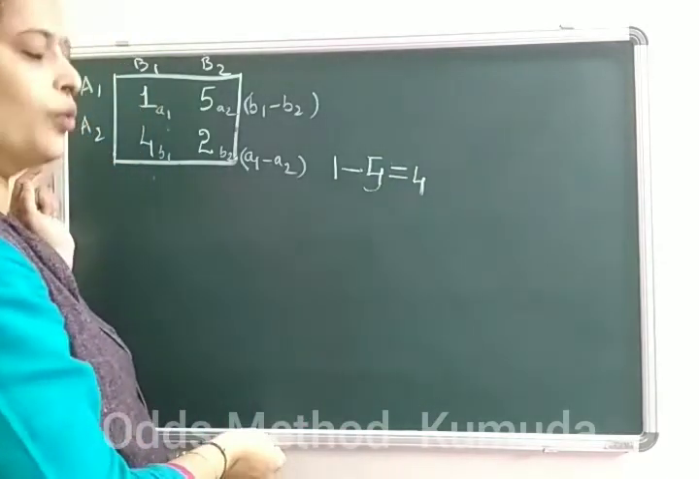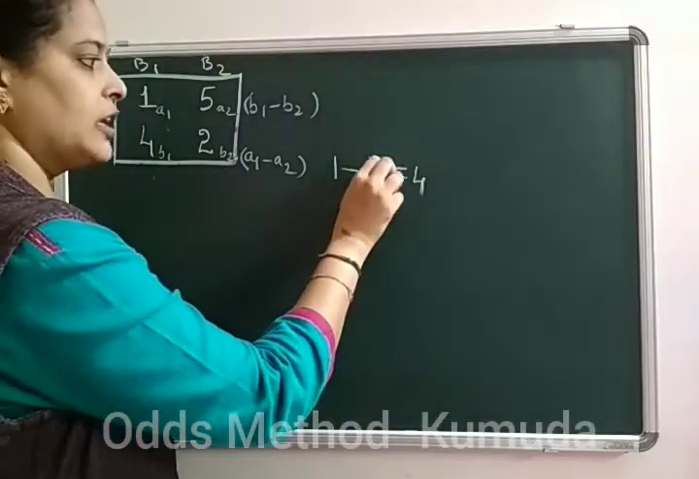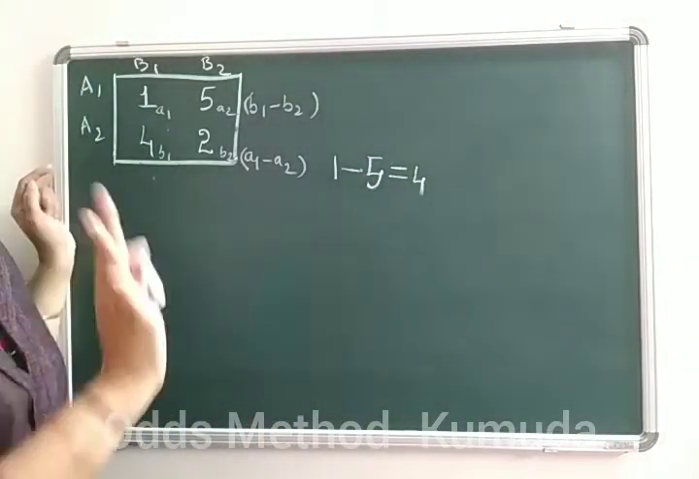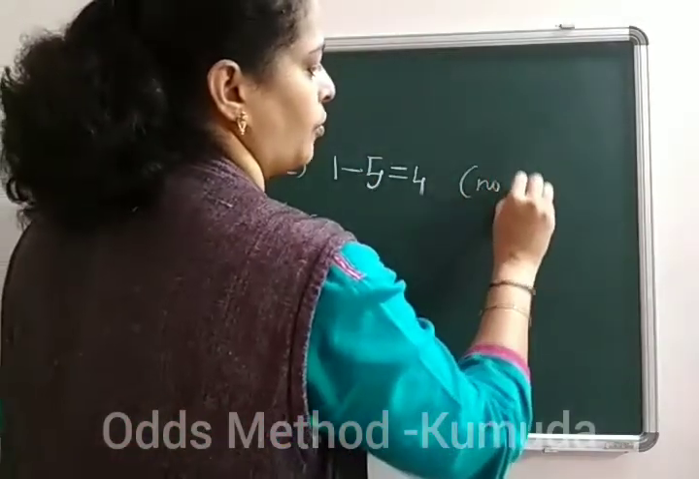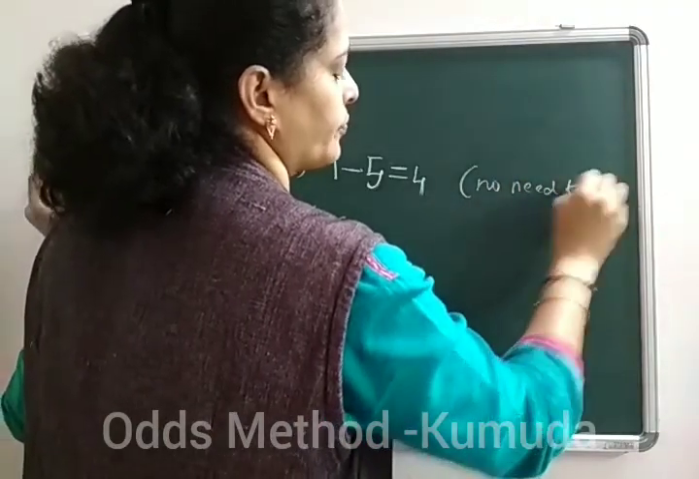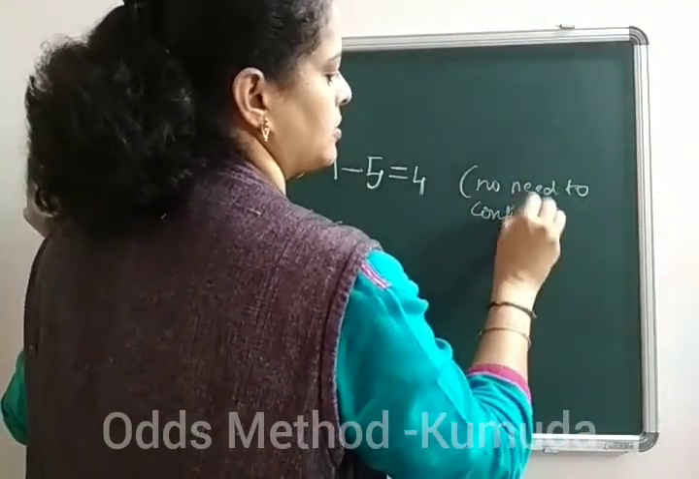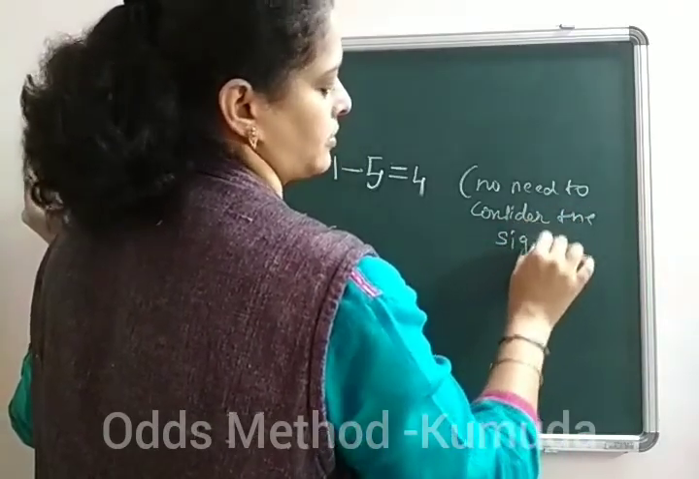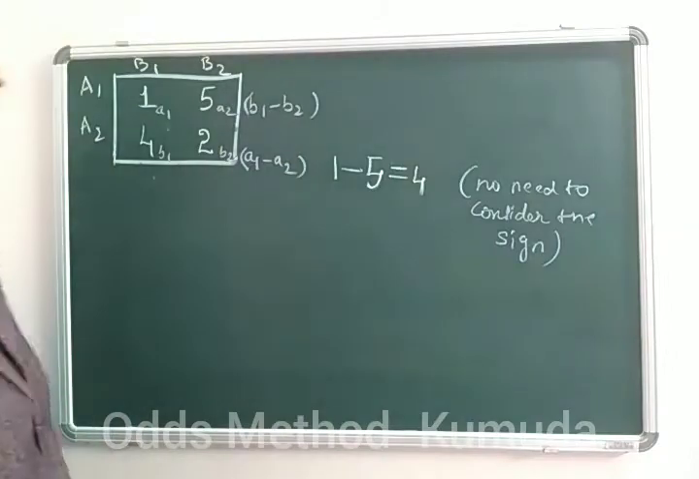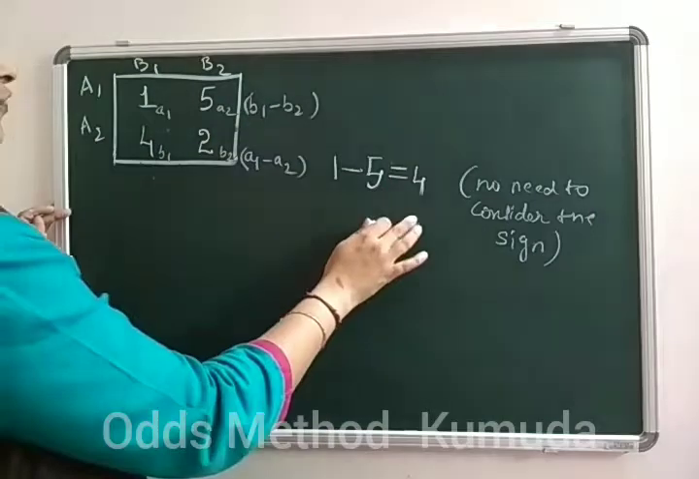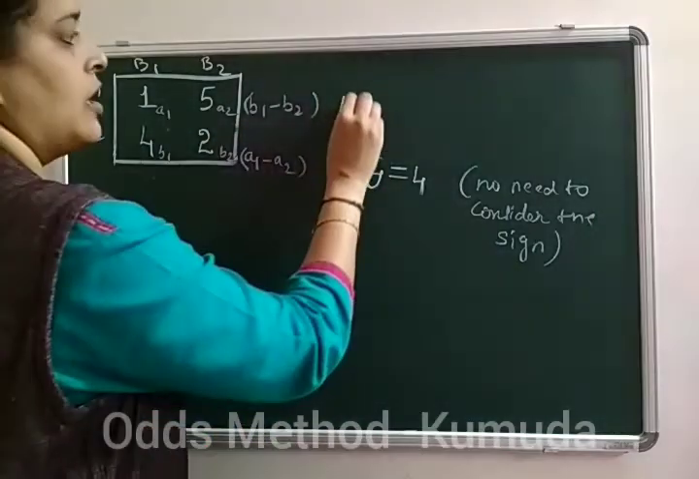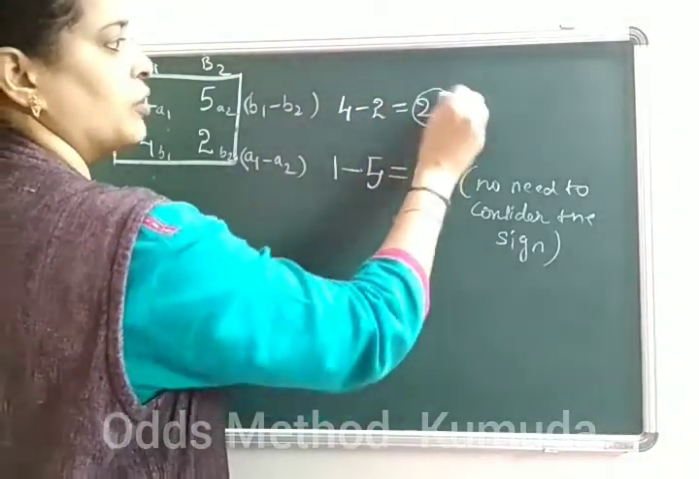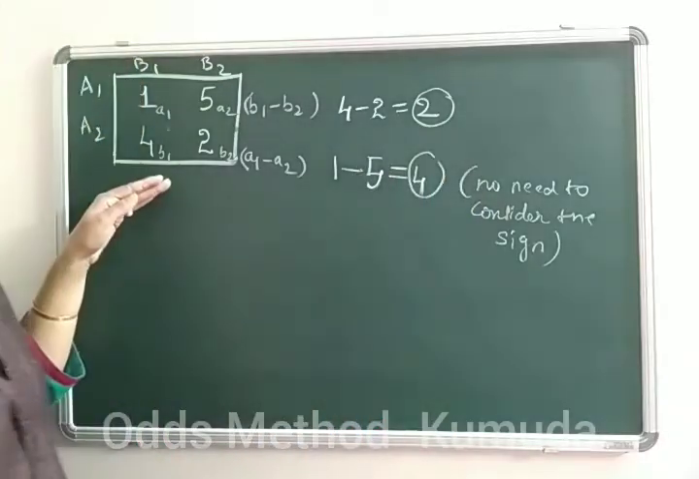Now kindly make a note that whenever we are finding the row difference or the column difference, we don't consider the sign. 1 minus 5 is not minus 4. That means no need to consider the sign. This is an important point for you to note. So 1 minus 5 gives us 4. Similarly 4 minus 2. So the second row difference is 4 minus 2, which is equal to 2. So we have got the values 2 and 4. This will be our row difference.